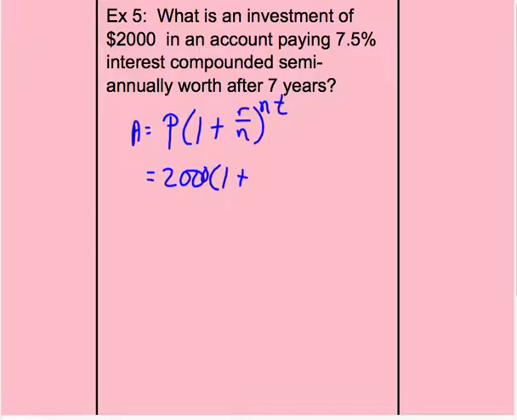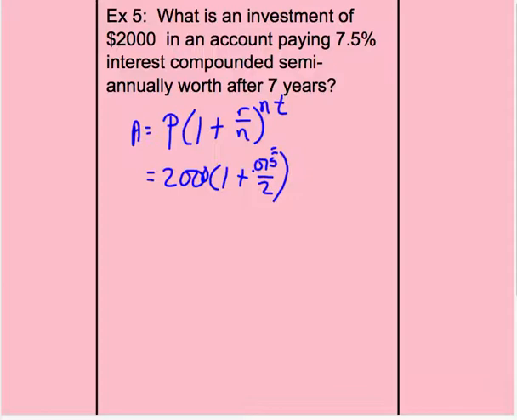The R divided by N. In this case, our interest is compounded semi-annually. Semi means twice. So N is the number of times per year that our interest is compounded. What they do is they take that interest rate and they divide it by 2 so that they're giving you half your interest after 6 months, and you'll get the other half of your interest at the end of the year.